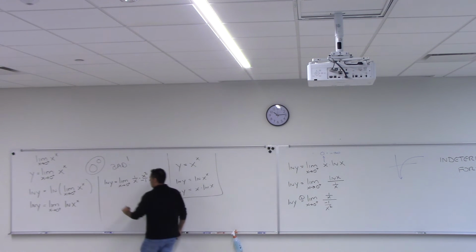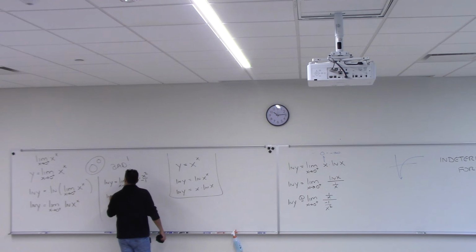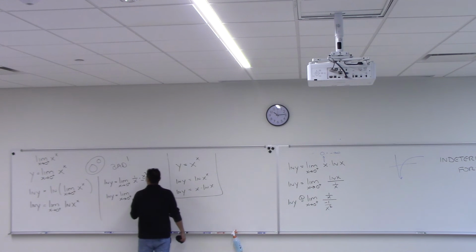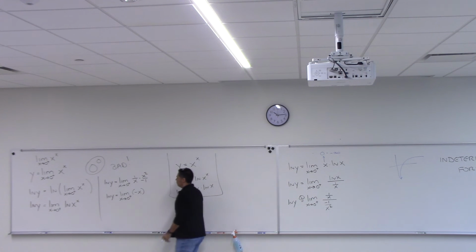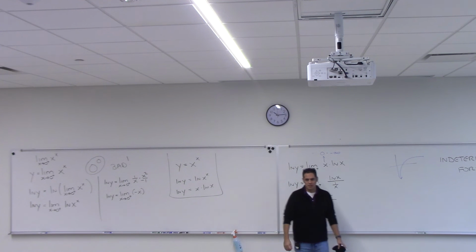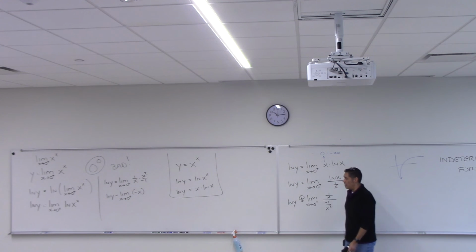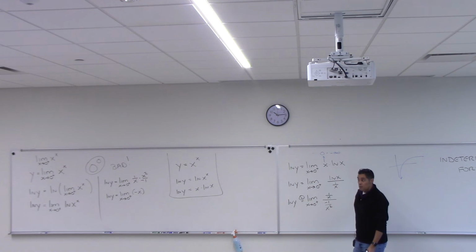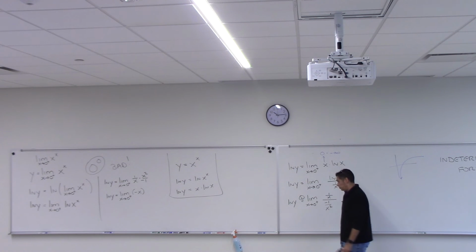So this just becomes natural log y equals limit x goes to 0 from the right. This I could write as negative x. Do y'all agree? That's just x, and then I have a negative 1 on the bottom. I just bring it up as a negative 1 on top. There you go. Yes? So you only have to keep the L'Hopital's rule on that one little section?